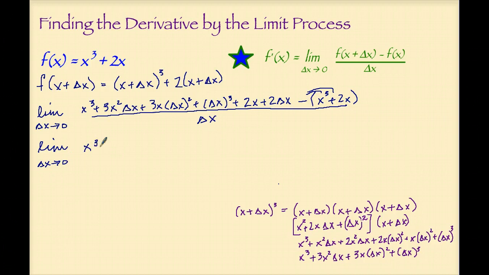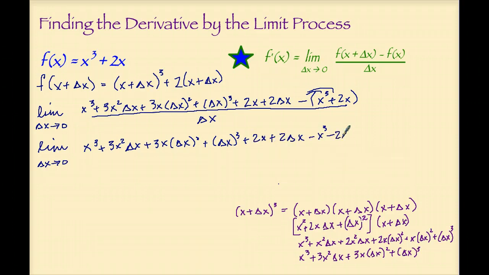So we have x cubed plus 3x squared delta x plus 3x quantity delta x squared plus delta x quantity cubed plus 2x plus 2 delta x minus x cubed minus 2x, all over delta x. Now, as I stated before, the original terms of the function should cancel here. The x cubed, the negative x cubed, the positive 2x, the negative 2x. Notice the only terms we have left contain a delta x.